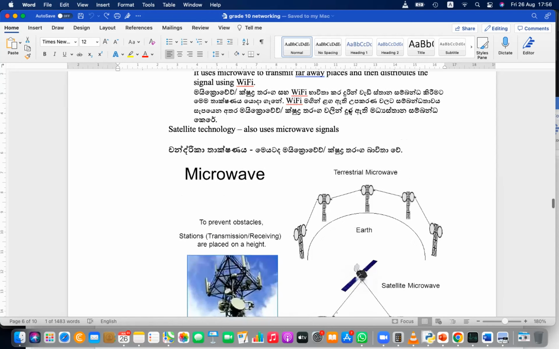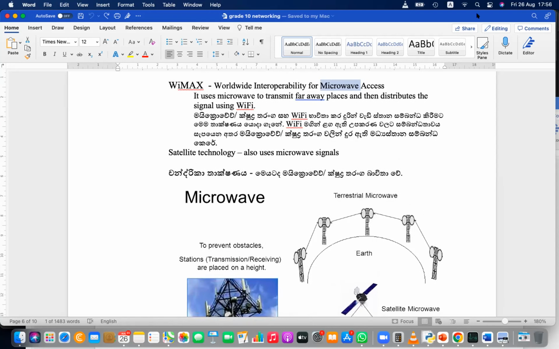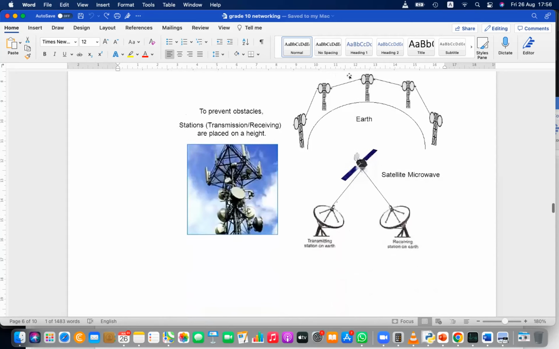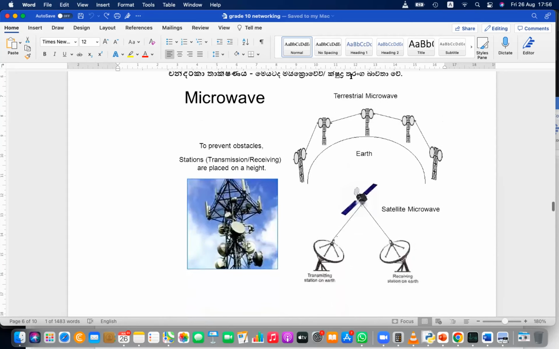WiMAX is, I think, now not much popular. Still some are using WiMAX connections, but now we have higher data capacity rates in 4G, and 5G is also there. Some networks are using 5G at the testing level. Therefore that is faster than this. Actually it uses these technologies, but it is not named as WiMAX.